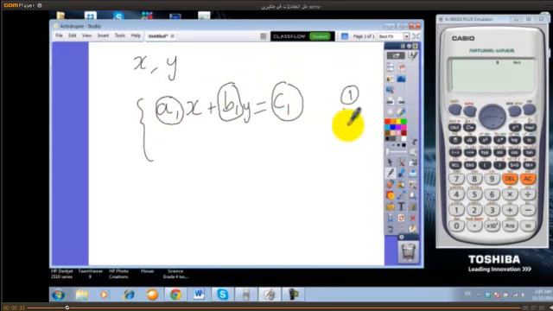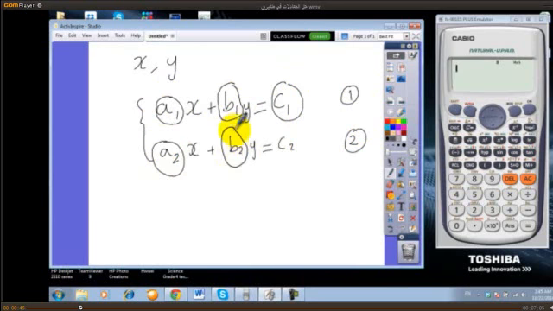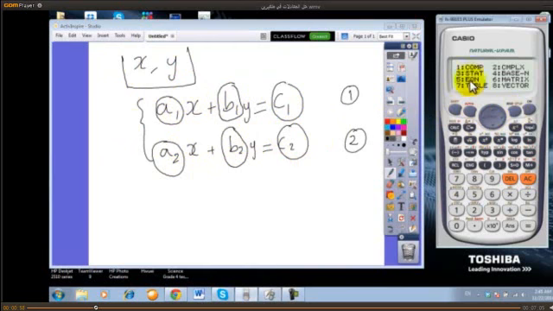For the second equation, a2x plus b2y is equal to c2. Same thing, a2 is the coefficient of x, b2 is the coefficient of y, and c2 is a constant in the second equation. A calculator will take the values of the coefficients a, b, and c in each equation and give us the value of the variables x and y.